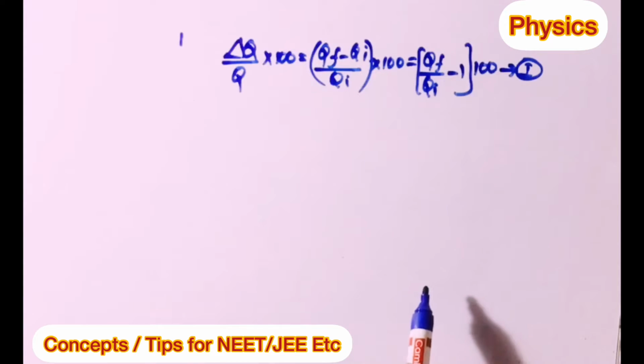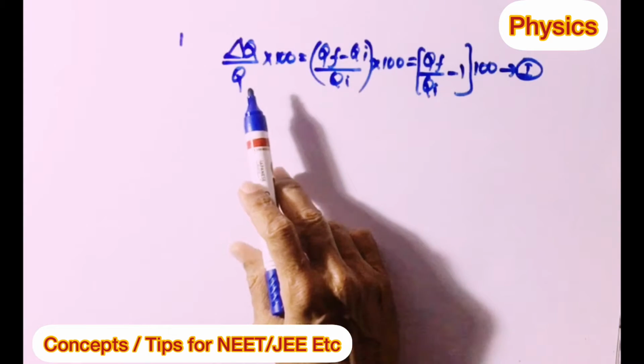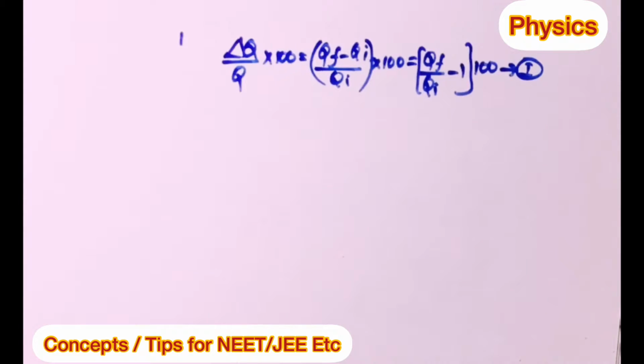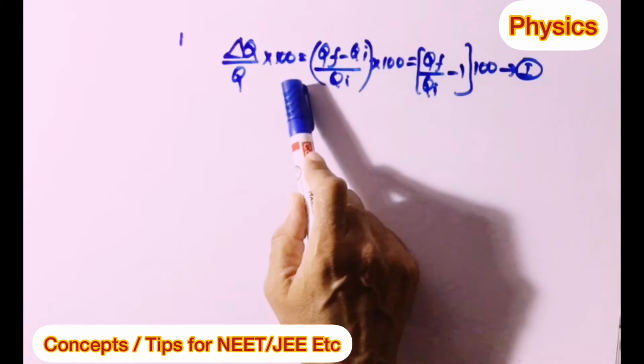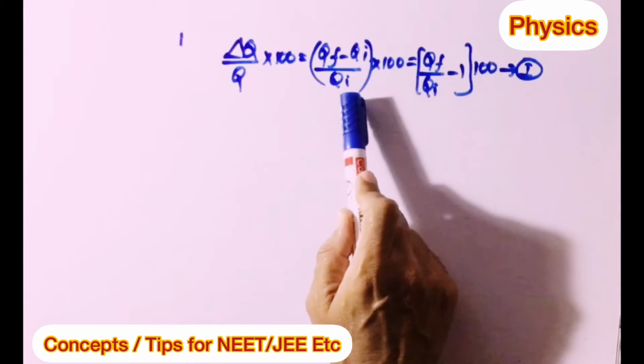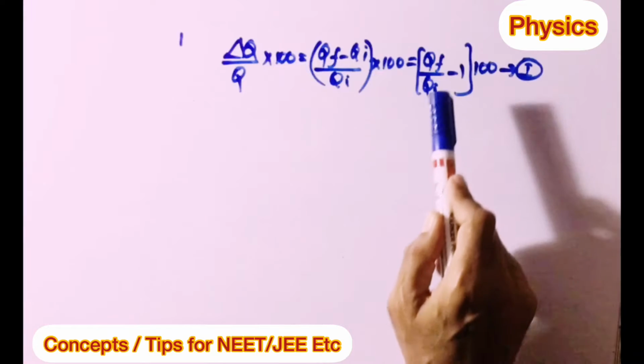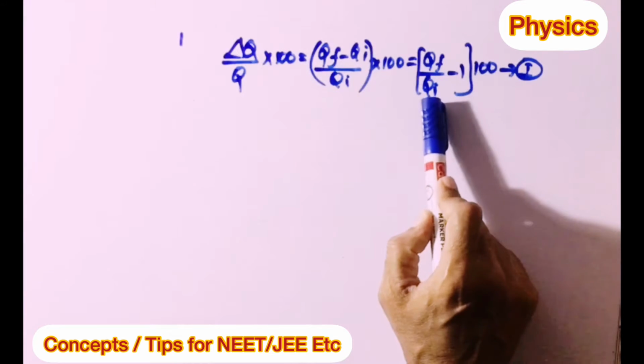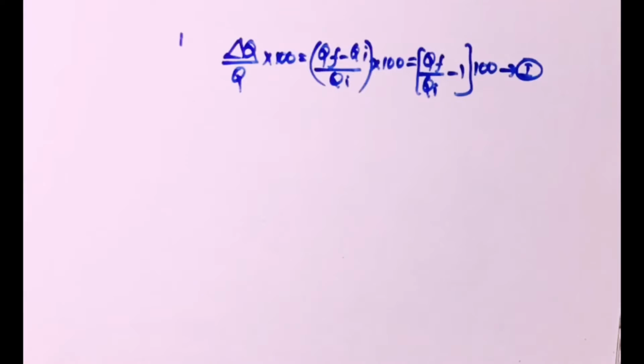Before we actually go into the topic, let me recapitulate that if Q is a quantity, delta Q is what is called change in quantity, delta Q by Q is called fractional change, and delta Q by Q into 100 is called percentage change. But you know, delta Q is nothing but Q final minus Q initial. So, delta Q by Q into 100 is equal to Q final minus Q initial by Q initial into 100, which is equal to Q final by Q initial minus 1 into 100. This I'll call equation 1.